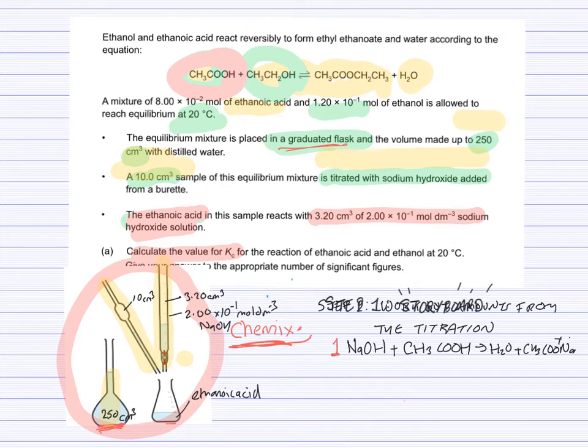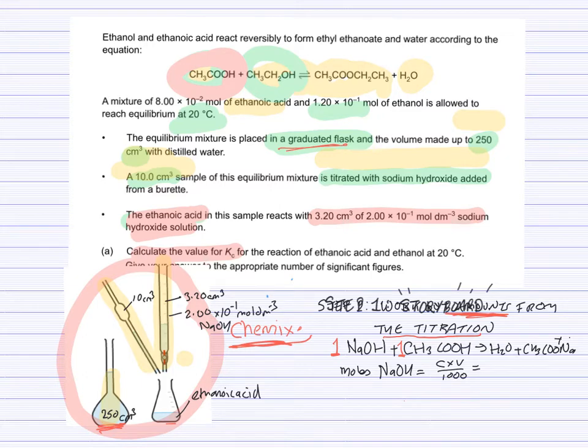So the next step, once you're doing the storyboard, is write an equation for the titration. So we're working backwards. We're looking at the information from the data they've given us. So we can work backwards, looking at the amount of standardized sodium hydroxide needed to neutralize the acid that was left behind at equilibrium. So some of it will have reacted and some is left behind in the equilibrium mixture.